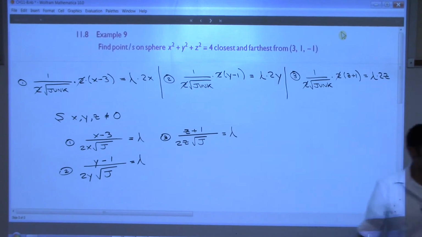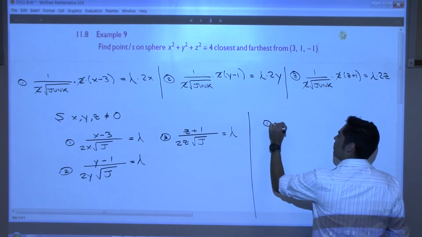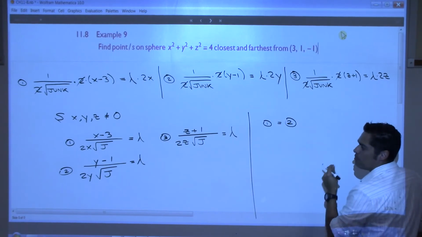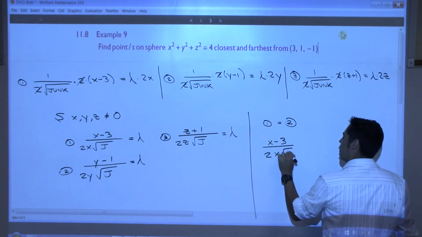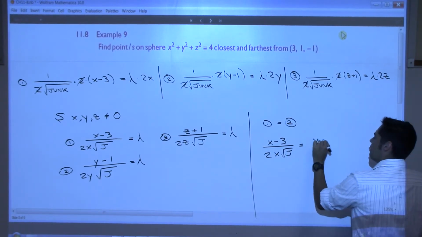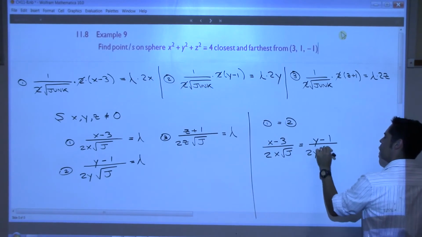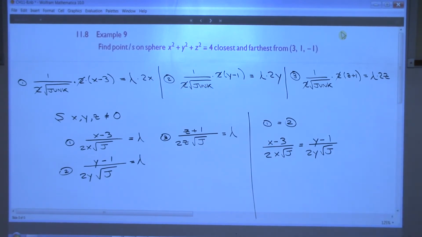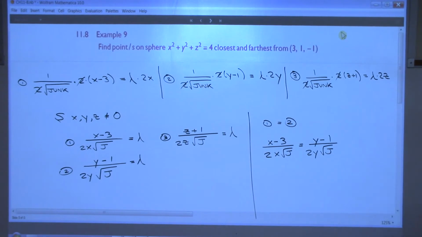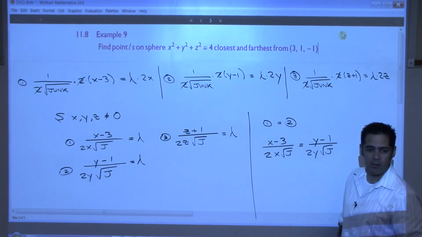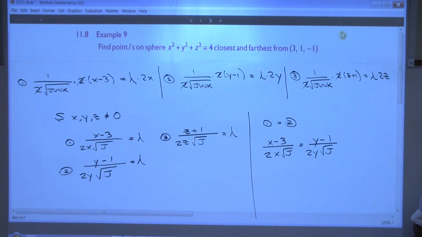Now, what am I allowed to do at this point? Set them equal to each other, right? So why don't I set 1 equal to 2, okay? If I set 1 equal to 2, I get x minus 3 over 2x root junk must equal y minus 1 over 2y root junk. Now, I don't like the root junk. May I multiply both sides by root junk? Yes, right? How can you assure me that the root of the junk will never be 0? Because remember, you can never multiply both sides of an equation by 0.